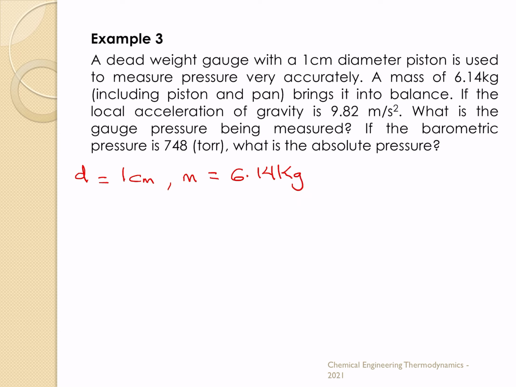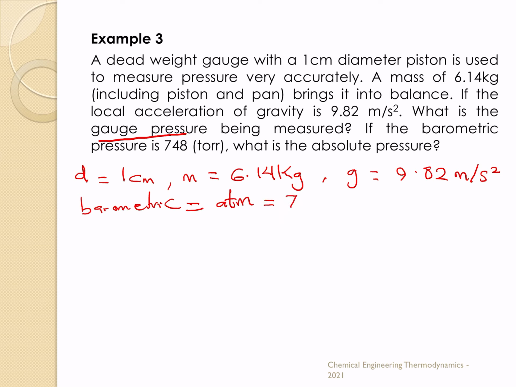Brings it into balance. The total acceleration of gravity, G, equals 9.82 meters per second squared. What is the gauge pressure being measured, if the barometric pressure is 748 torr? Looking at this, all the units so far look consistent except for the barometric pressure. Our barometric pressure is the same as atmospheric pressure. Here we've been given it as 748 torr, which we'll need to convert.